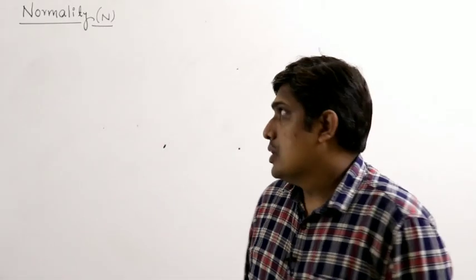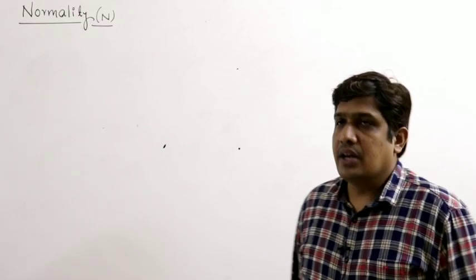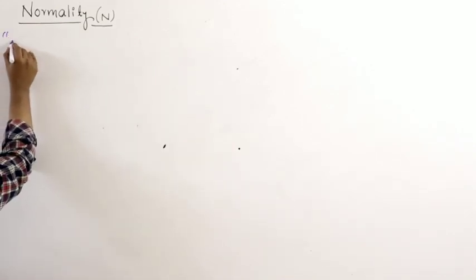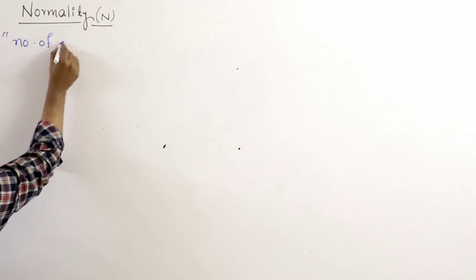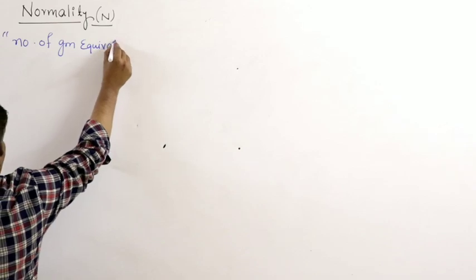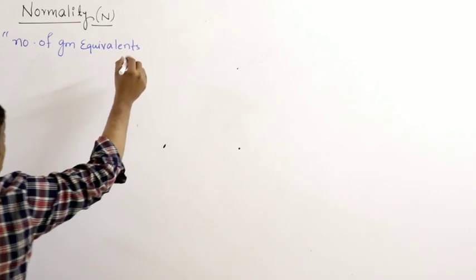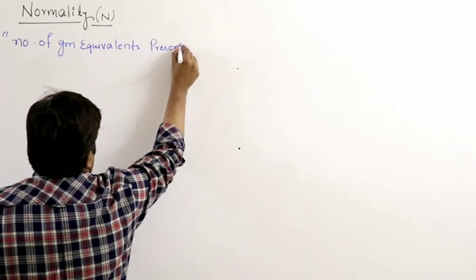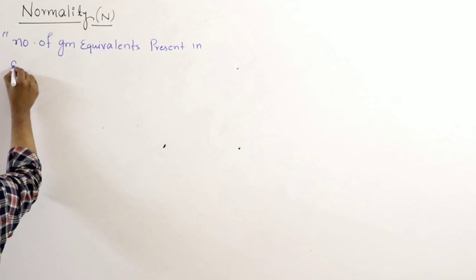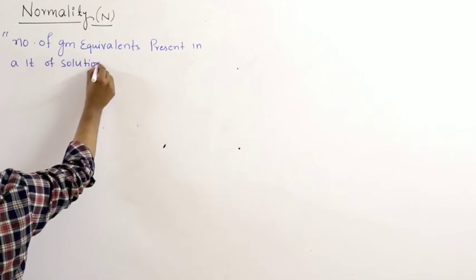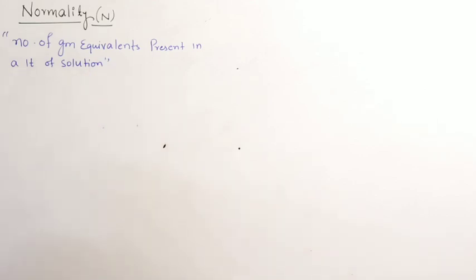Good morning. So next topic is normality. In the last class we have studied molarity. Now let us study normality. How to define normality? It is defined as number of gram equivalents present in a liter of solution. A liter of solution. What is the difference?